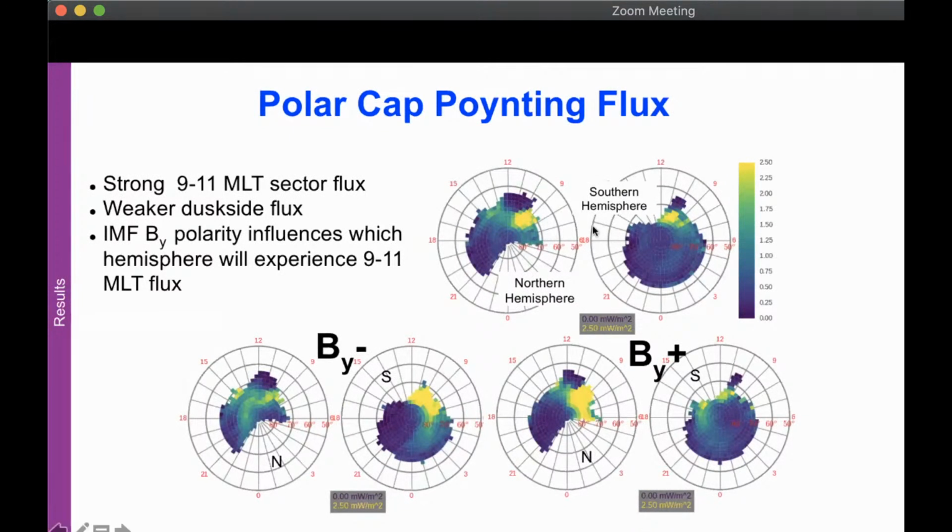And again, if we're looking at only data that are in the polar cap, there is a lot of Poynting flux coming into the polar cap. But again, it seems to be strongly IMF-BY influenced. But it is the dominant Poynting flux coming in on a climatological basis, which probably explains why there's a lot of satellite-measured neutral density perturbations in this region.